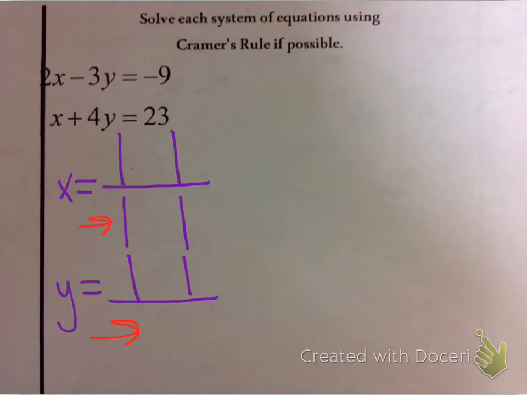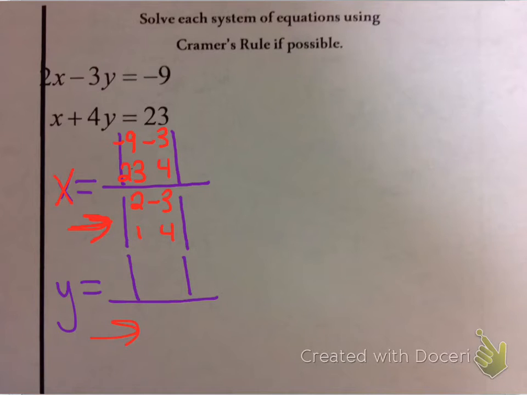Okay, so my coefficients are 2, 1, -3, and 4. And that's what's going to make up the answer for both denominators. For the numerator, when I'm solving for x, I'm going to take this determinant down here and replace the x column. So the y column is still going to be -3 and +4, but I'm going to replace the x column with the constants, -9 and +23.